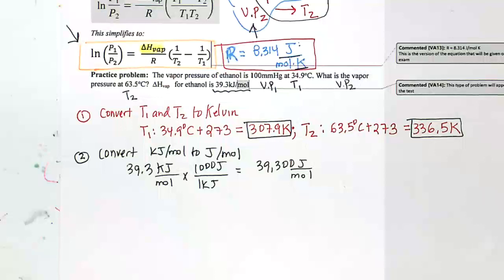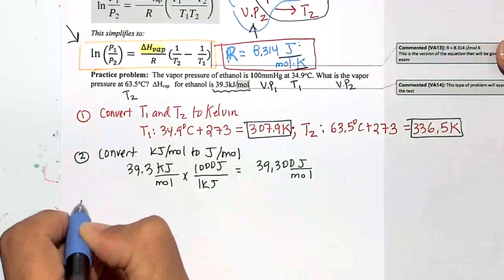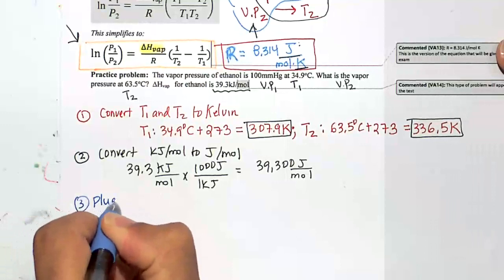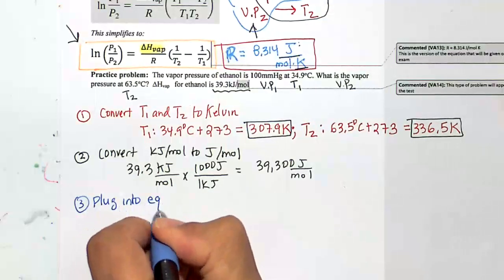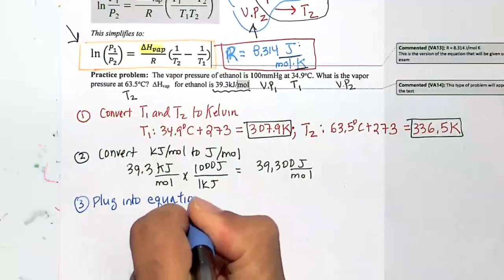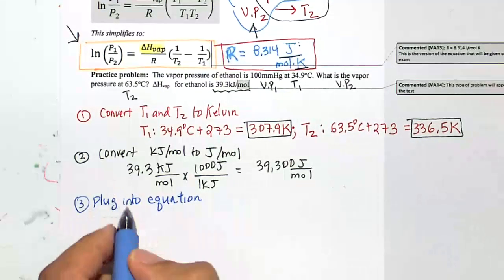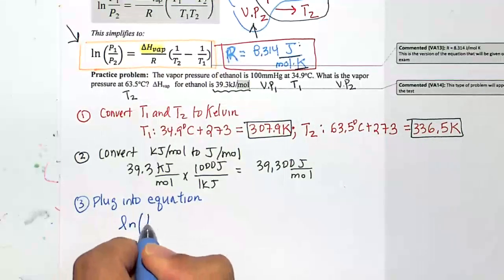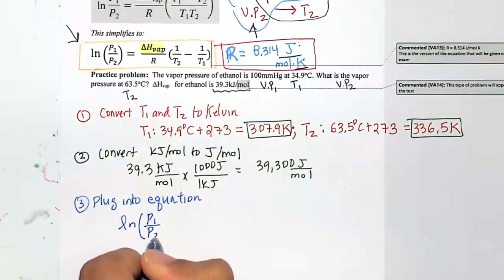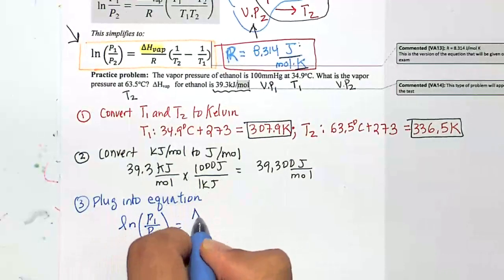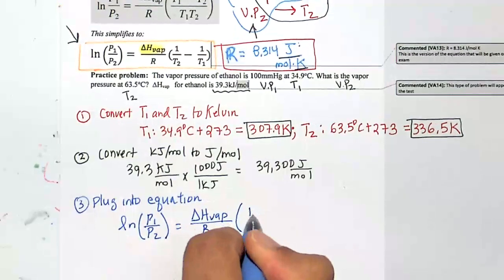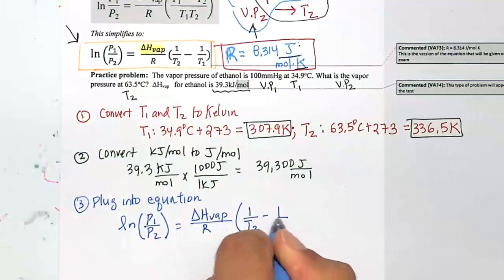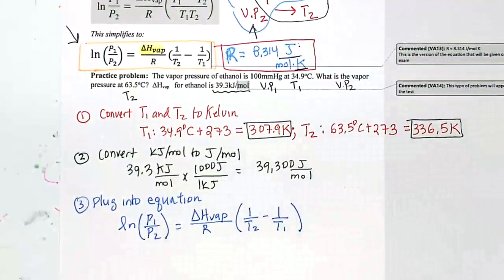I think now we can go ahead and move to step 3, which is plug it into the equation. This is called the Clausius-Clapeyron Equation. Don't need to know the name, but we will plug it into the equation. The equation, one more time, is natural log of P1 over P2 equals delta H vap, vaporization, over R, times 1 over T2 minus 1 over T1.